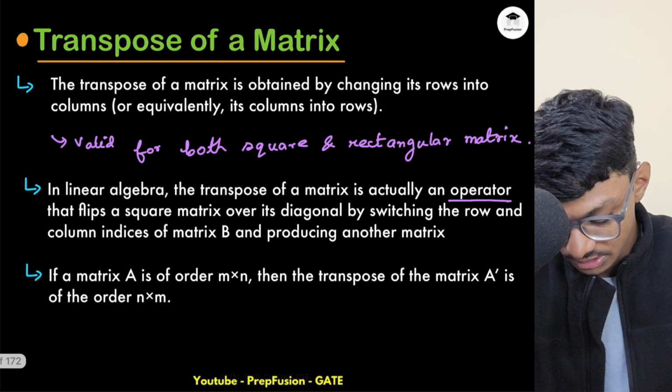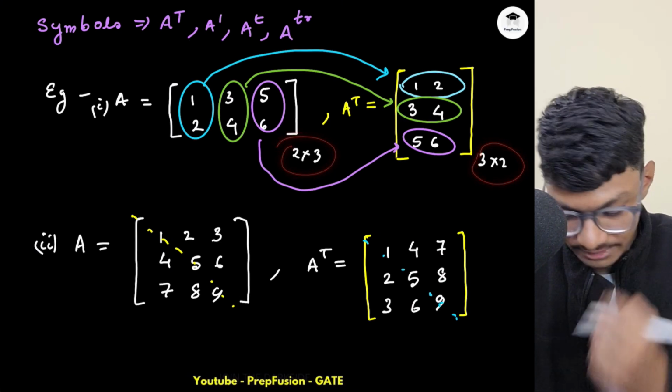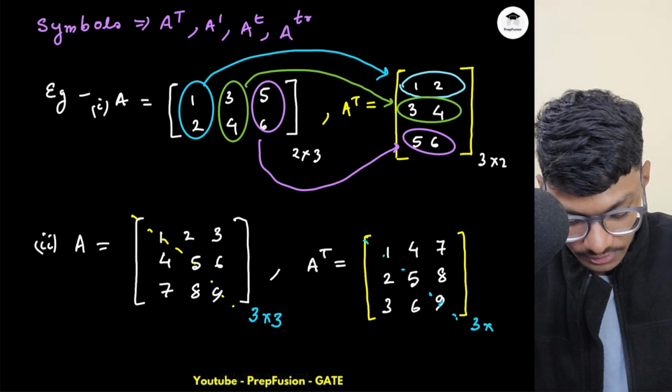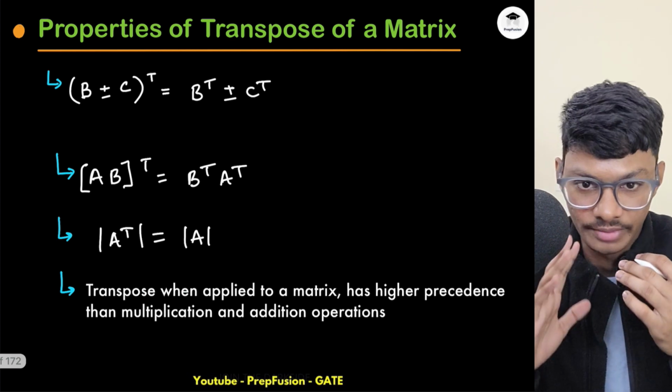So that is what this second point is talking about. And the order, we already saw that it flips. Obviously for a square matrix the order won't change: 3 and 3 got flipped, so it is 3 and 3 only. Okay, so what are a few properties of the transpose of a matrix?